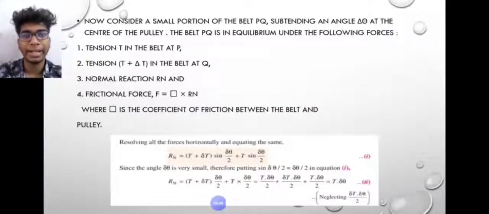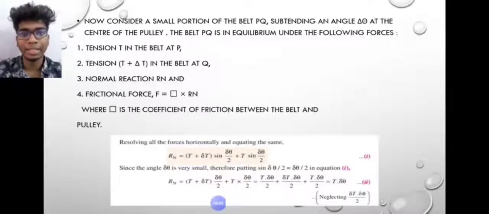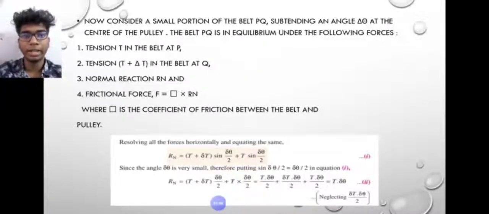Now consider a small portion of the belt PQ subtending an angle del theta at the center of the pulley. The belt PQ is in equilibrium under the following forces: the tension T in the belt at P, the tension T plus del T in the belt at Q, normal reaction Rn, and frictional force F equal to mu into Rn, where mu is the coefficient of friction between the belt and the pulley.